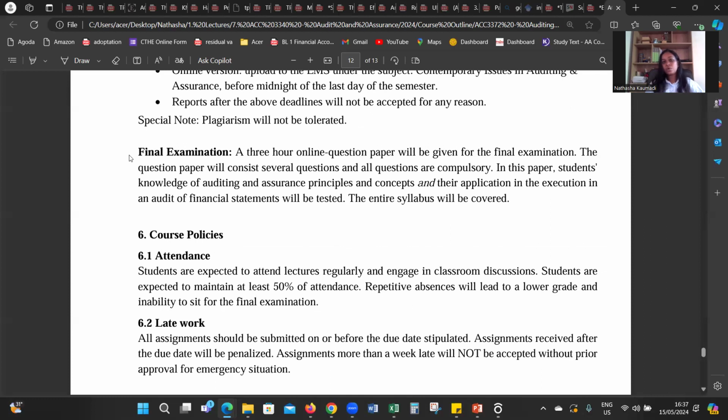And special note, plagiarism will not be tolerated. We are strictly checking the plagiarism of those submitted reports because we are all aware that there are artificial intelligence tools, ChatGPT, Gemini, any other tool, we know those things. So you can't use plagiarism. Do a genuine job, right? Don't get caught for plagiarism, right?